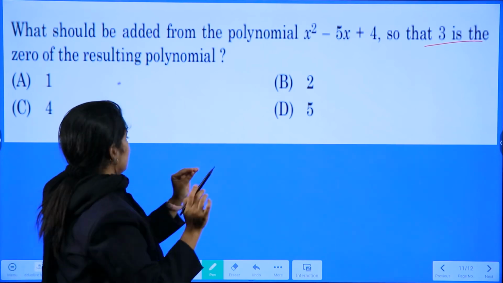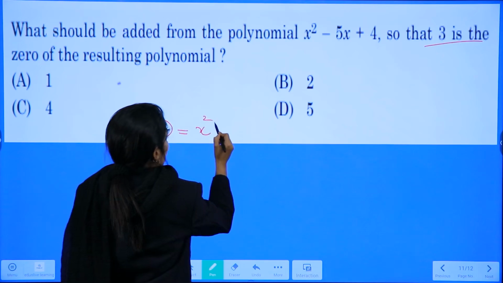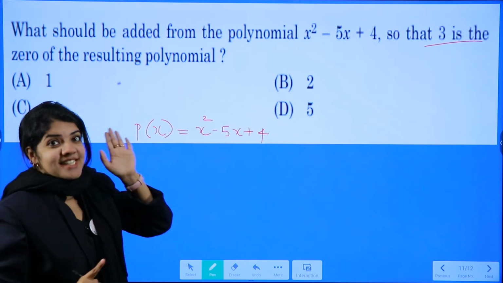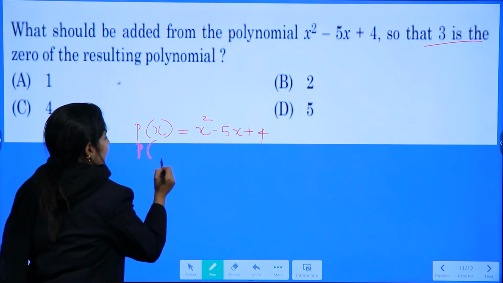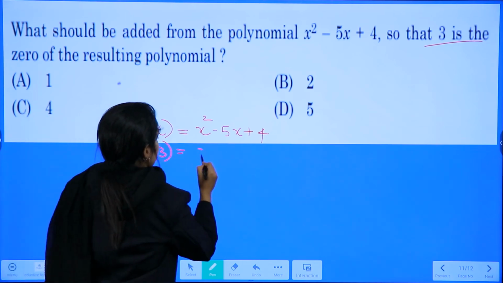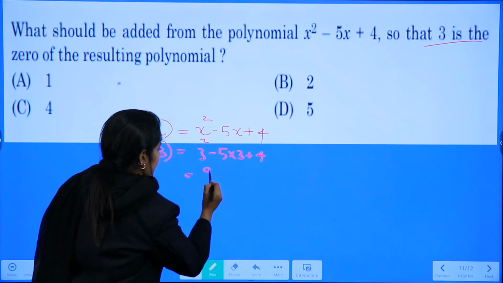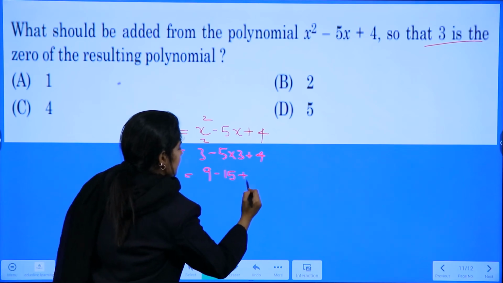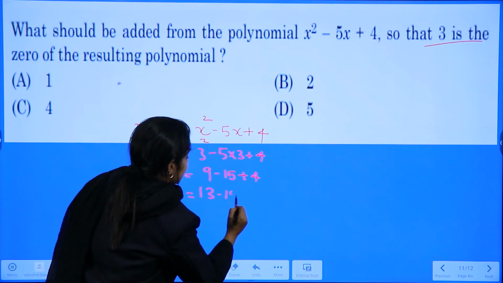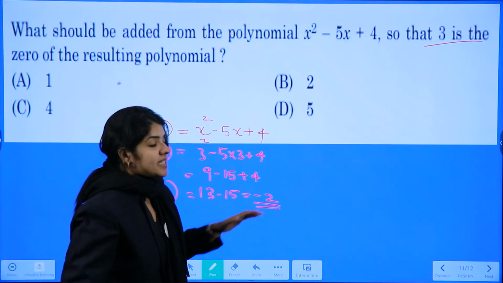So first we are substituting. It is given in the question, let P of x be equal to x squared minus 5x plus 4. And given 3 is the zero of the polynomial, so P of 3, we are substituting x value as 3. So it would be 3 squared minus 5 into 3 plus 4. 3 squared is 9, 5 into 3 is 15, plus 4. 9 plus 4 is 13, 13 minus 15 is negative 2. So when we find P of 3, we get negative 2.